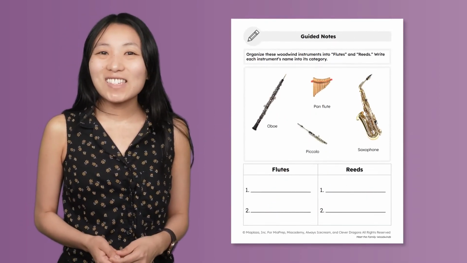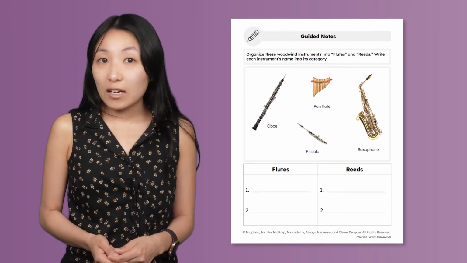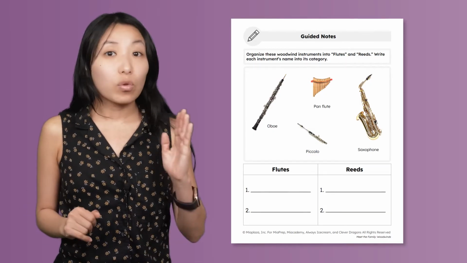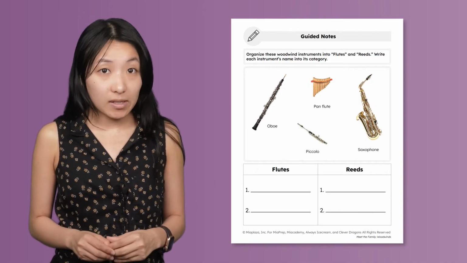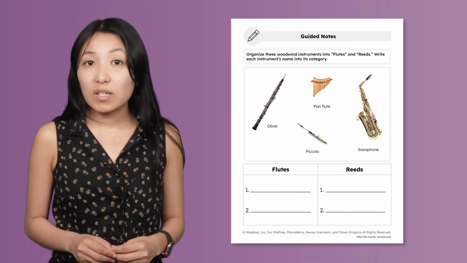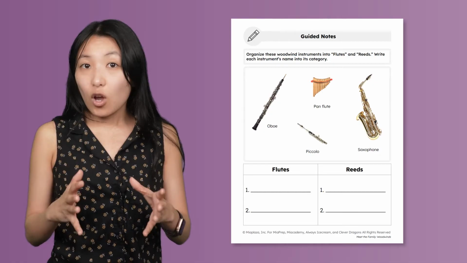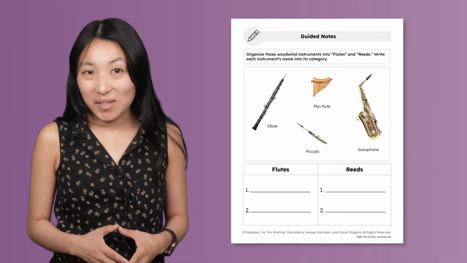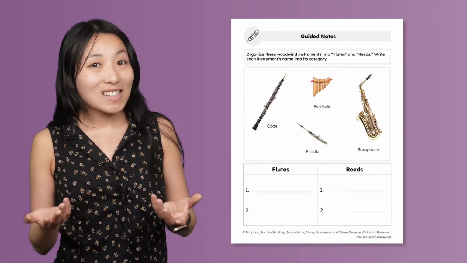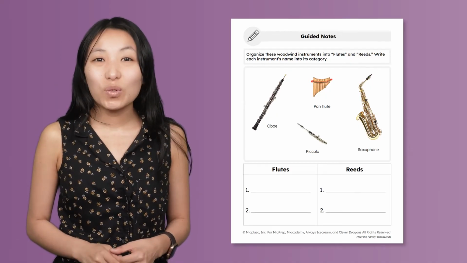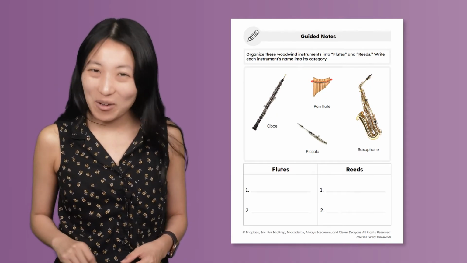In your guided notes, there are some instruments that need to be categorized as flutes or reeds. Look carefully at each instrument's mouthpiece. If you think the instrument has a solid mouthpiece, write its name under flutes. If an instrument has a reed, write it under reeds. Pause the video while you sort them out. Press play when you are ready.